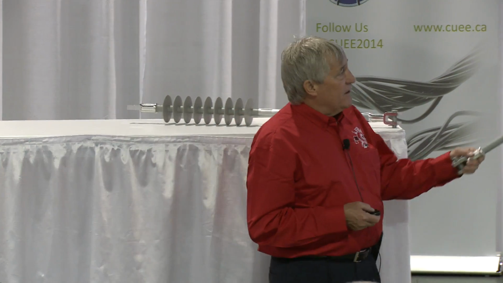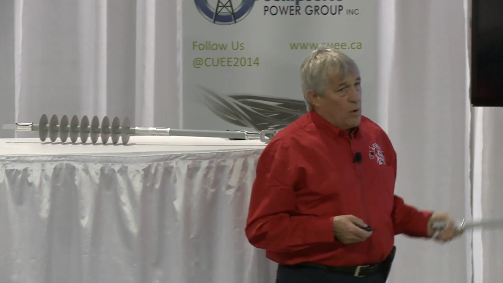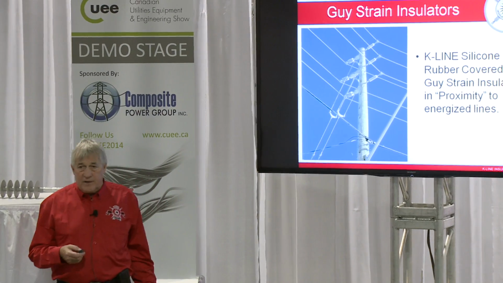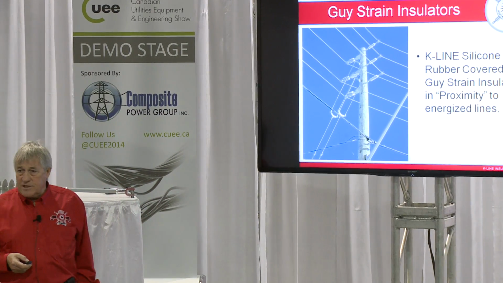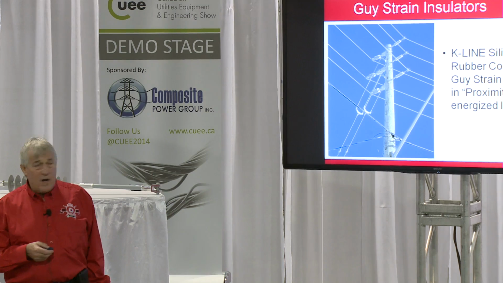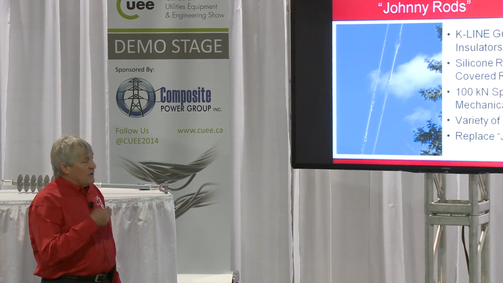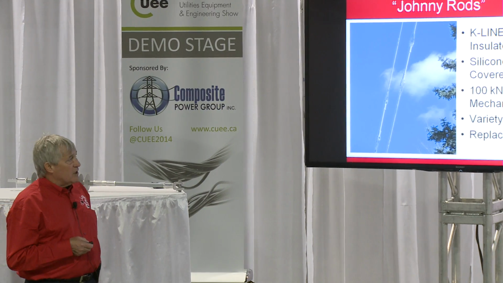We have our standard guy strain insulators with rubber coated, and with the rubber coating it gives you some protection for proximity type applications. Those guy strains are not intended to be in contact with the conductors obviously, but at times it's very, very close proximity. Here's your standard guy strain Johnny rods to replace the Johnny balls. A lot of people are using those.